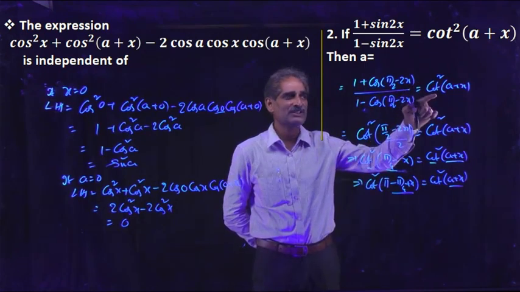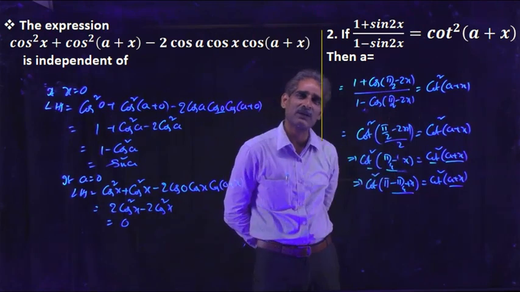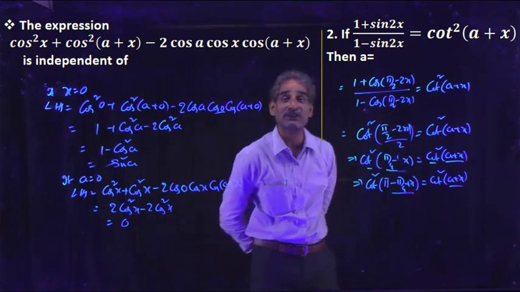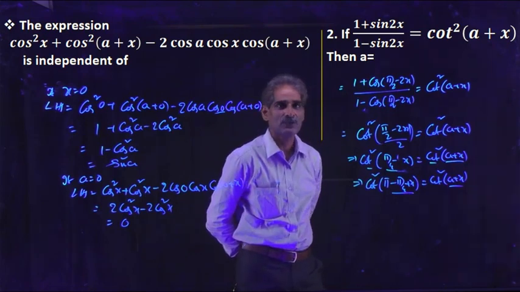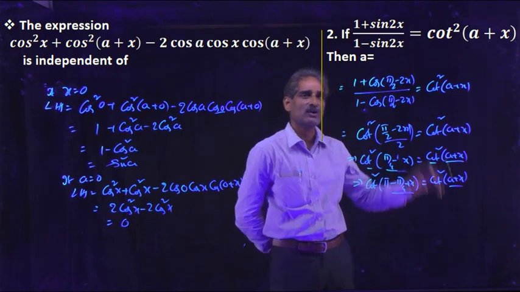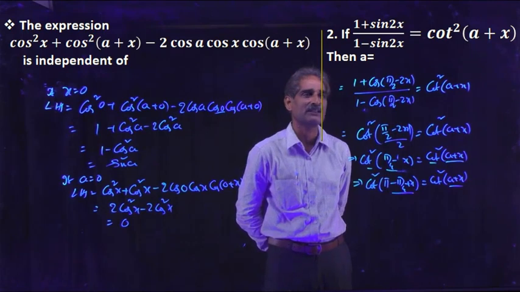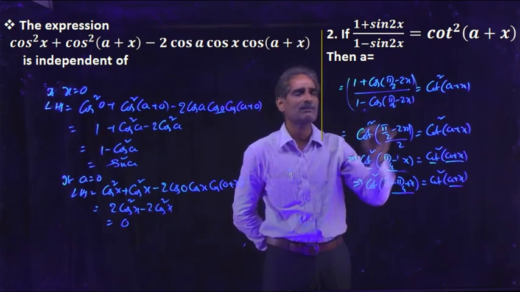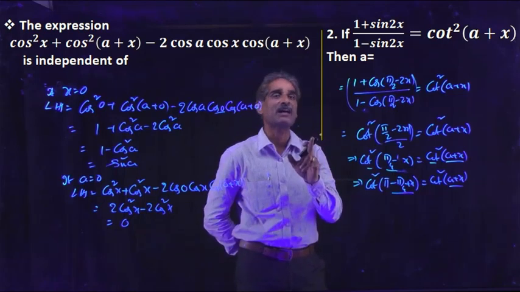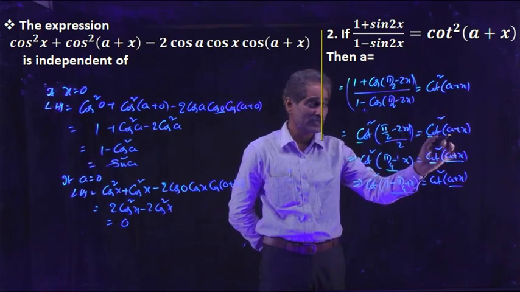The cot square function is there, but the structure is not visible: 1 plus sine by 1 minus sine. If the cos function is there, there is a chance to guess tan square theta by 2 or cot square theta by 2. So for that purpose, we are changing the sine function. Okay, so how can you write it in terms of cos? Sin theta equals cos (90 minus theta). So no problem. Here there is a formula: (1 + cos theta)/(1 - cos theta) is equal to cot square theta by 2. So okay, the functions are the same, but we have to find the a value.